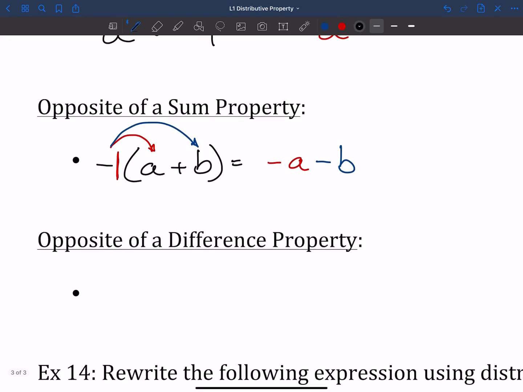The same thing is pretty much true for the opposite of a difference property. If I have the opposite, or the negative, of a minus b in parentheses, it's going to flip all of the signs to their opposites. So that a was positive on the inside. It didn't have anything out in front of it, so we think of it as positive. It's going to become negative a. As for the b, it was negative. We're going to change that into positive b. The sign is flipping to its opposite.